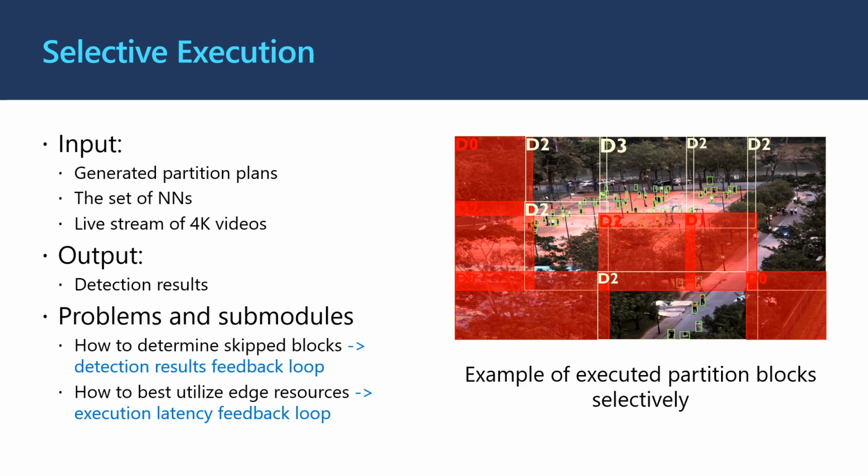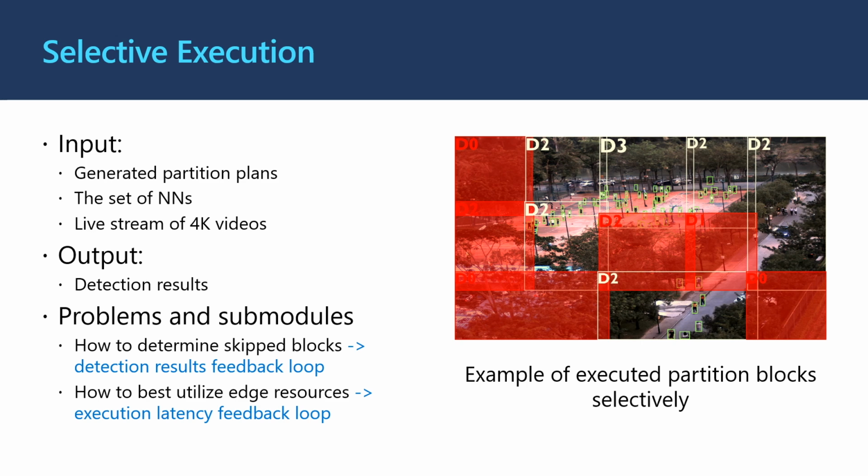On the edge, the partition plans are deployed. Here, we try to determine which blocks can be skipped considering short-term dynamics. To achieve this, we present a closed-loop controller. We use previous detection as feedback. We apply an exploration and exploitation strategy. We want our system to behave in the following way.